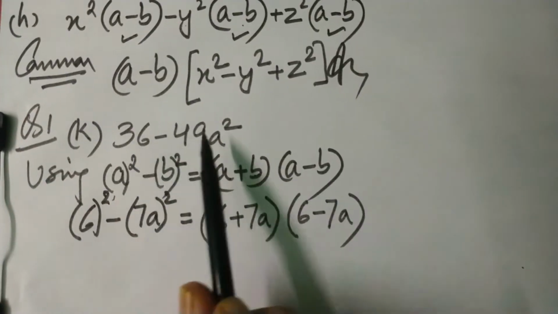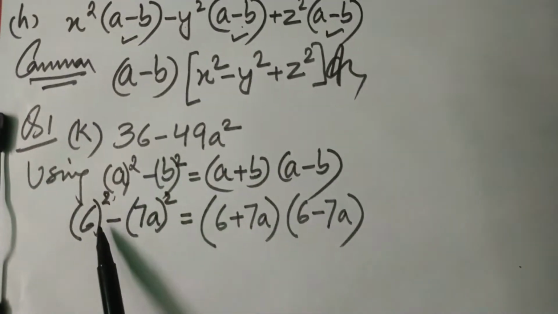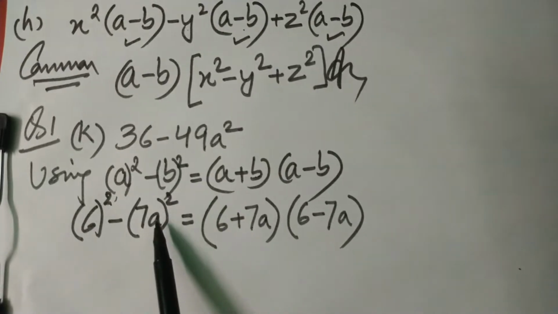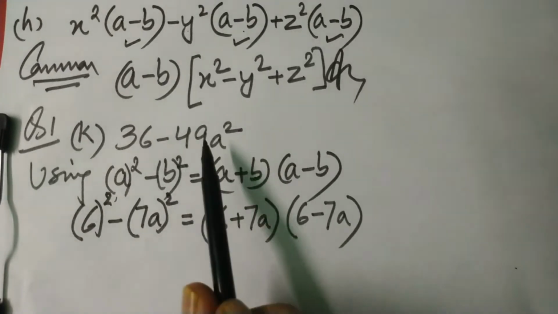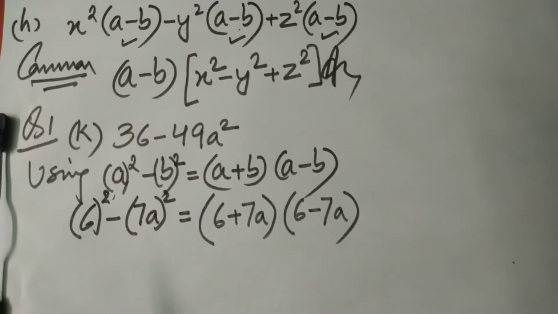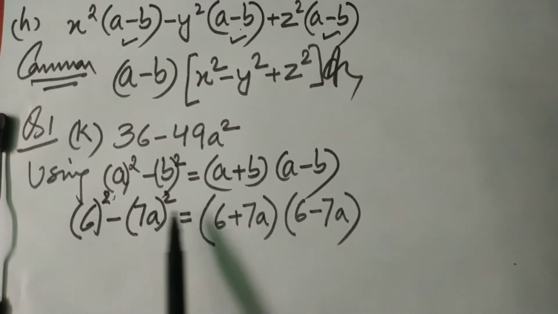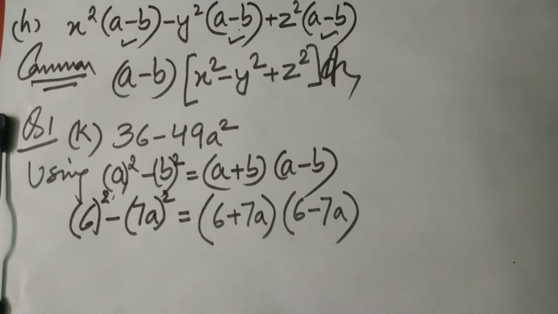This is a square and this is b square. So a square is 6 square, b square is 7a square. You have to take the square root of the terms. So this is a and this is b. So a plus b and a minus b.